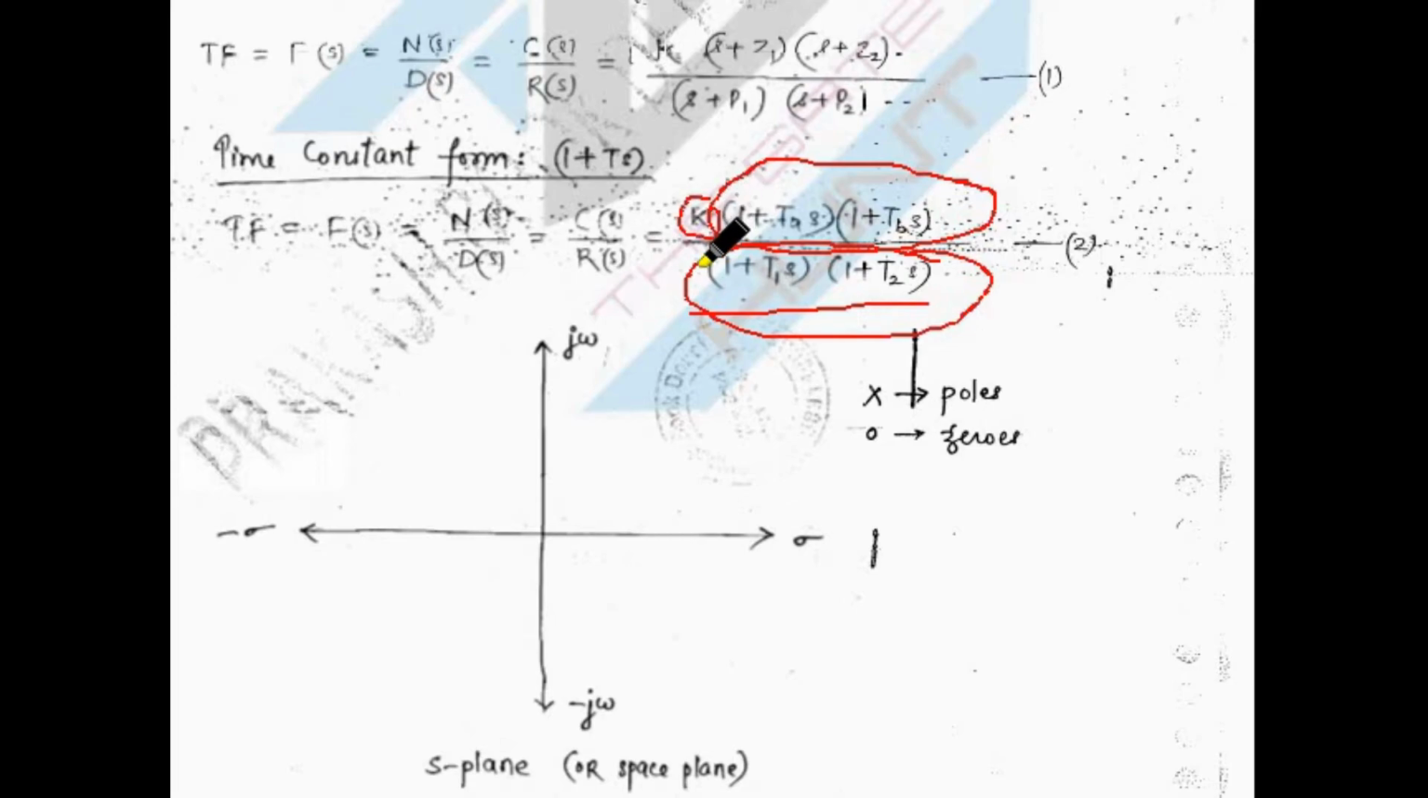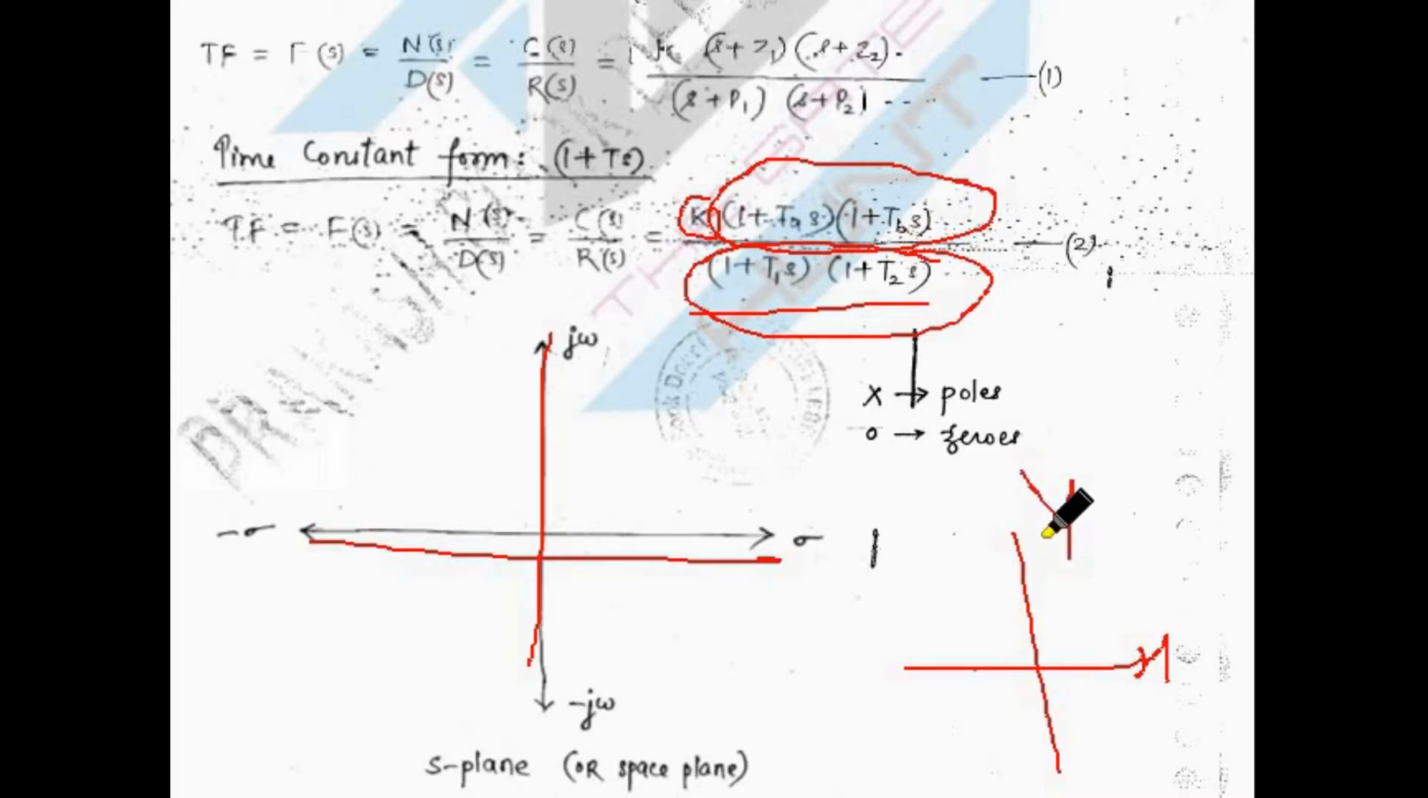The S plane has two axes: this is the real axis and this is the imaginary axis, just like in our XY plane, where this is the X axis and this is the Y axis. So in the S plane, the Y axis is represented by the imaginary axis and the X axis is represented by the real axis.